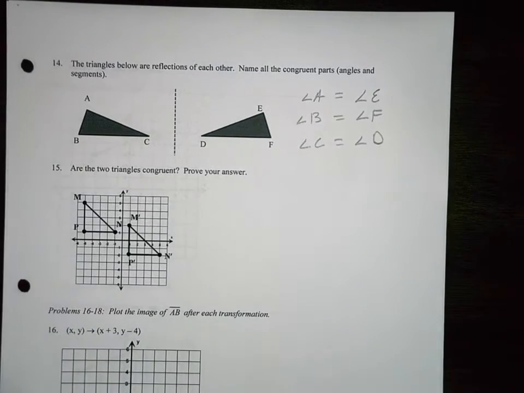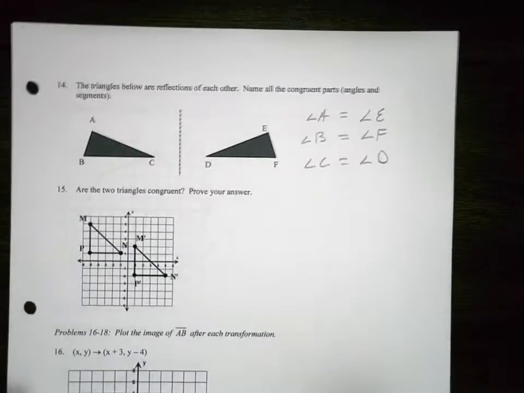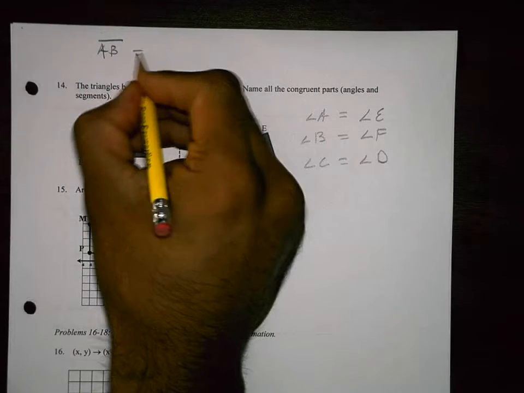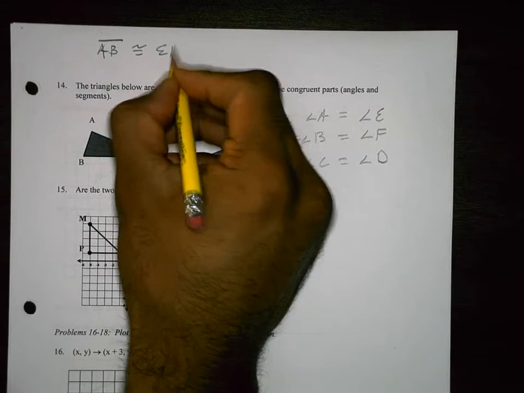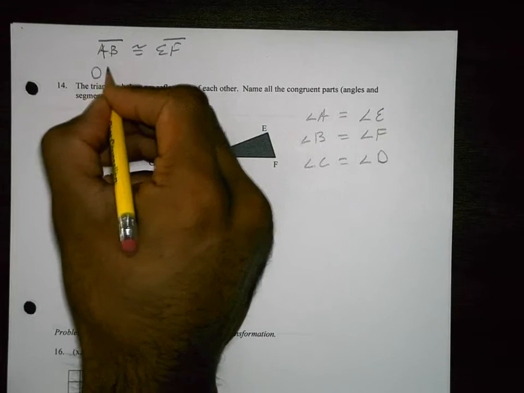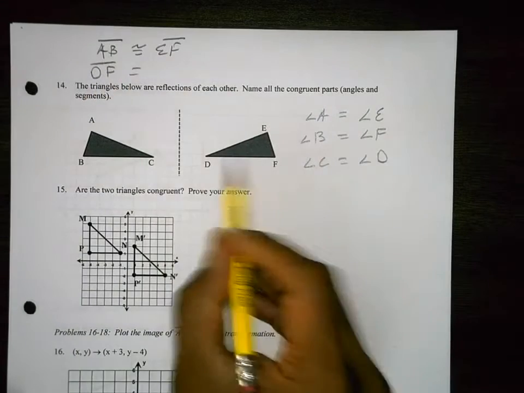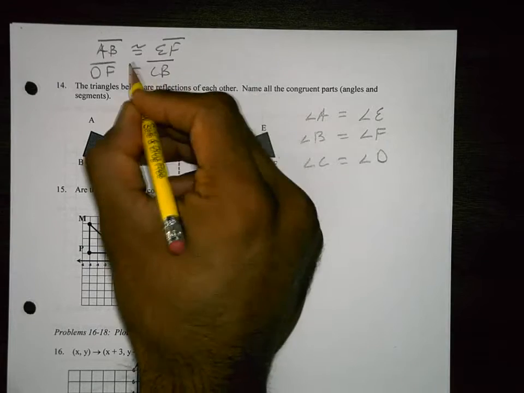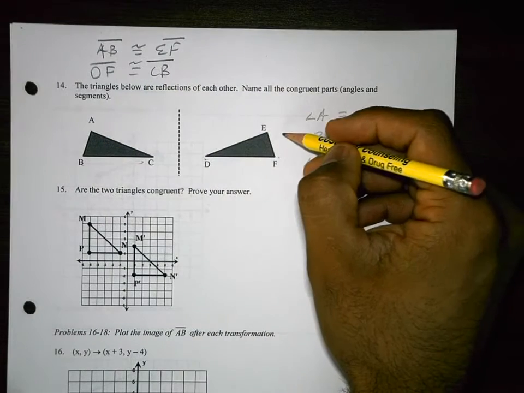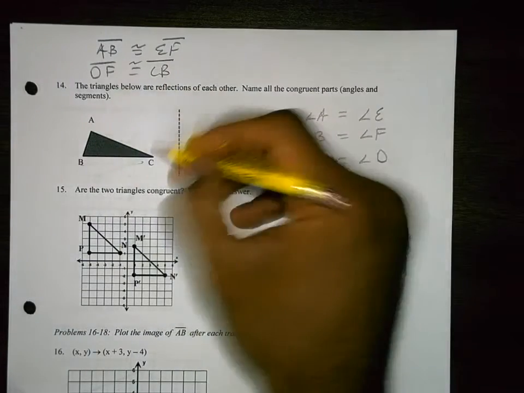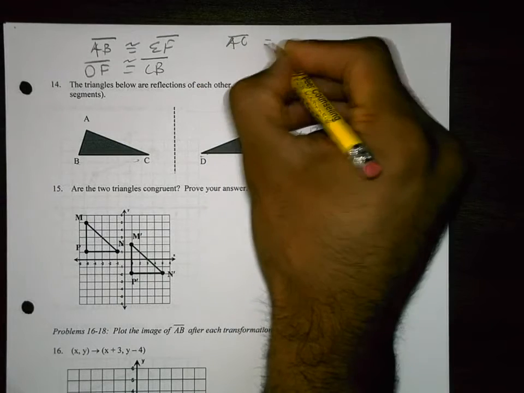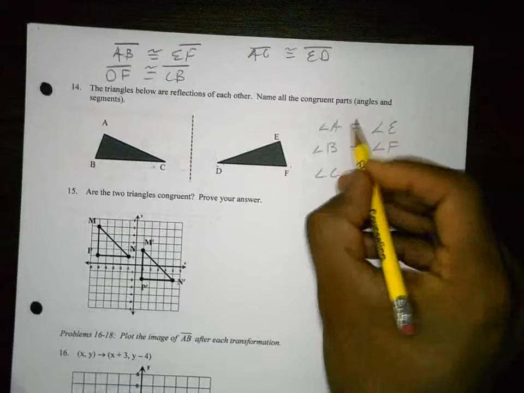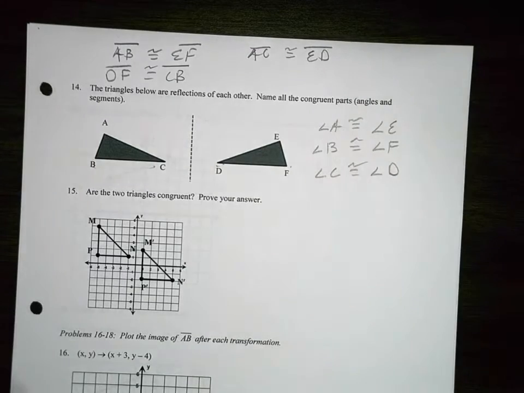Okay. For lengths of sides, let me put it up here. So AB is congruent to EF, DF and BC, or CB, and ED and AC. All right, these should all be congruent as well.